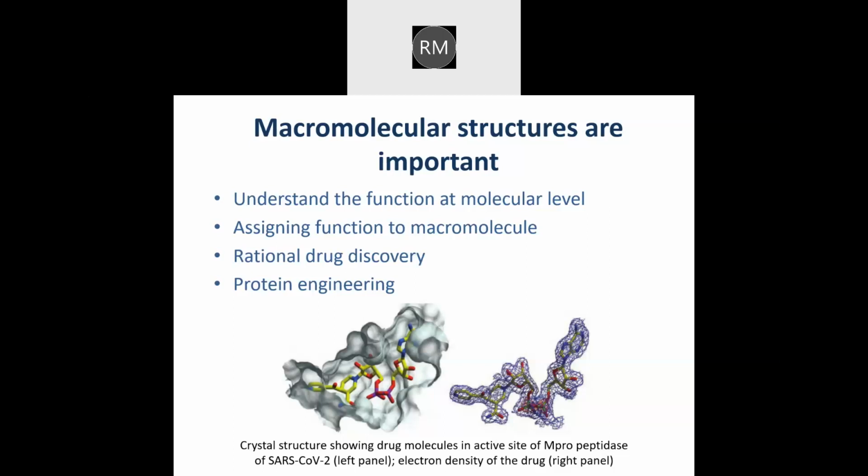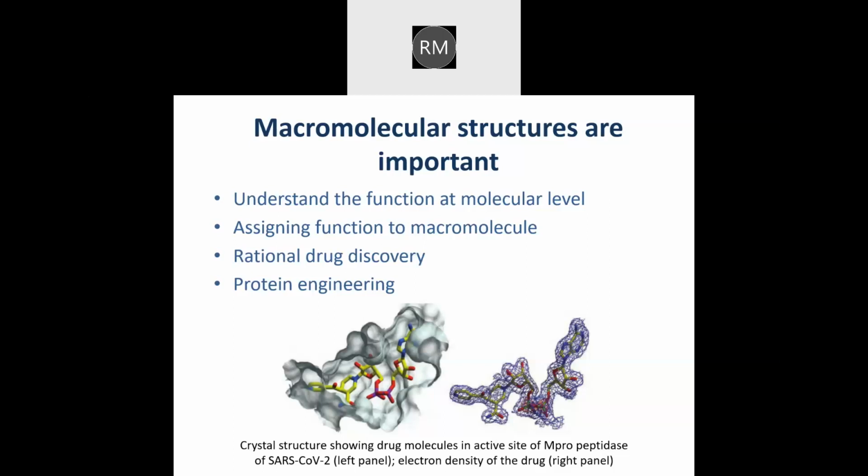Then one of the most important is rational drug discovery. You have all seen the period of the COVID epidemic, and there the medicine for SARS-CoV-2 has come from one of the proteins, M-Pro peptidase. They found one inhibitor which binds very strongly to this peptidase and stops its activity. As a result, the virus cannot replicate. And this was only possible because we could solve the structure of this M-Pro peptidase.